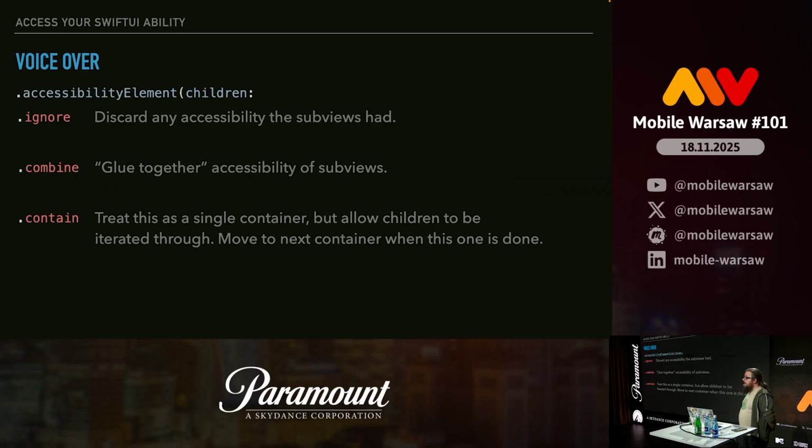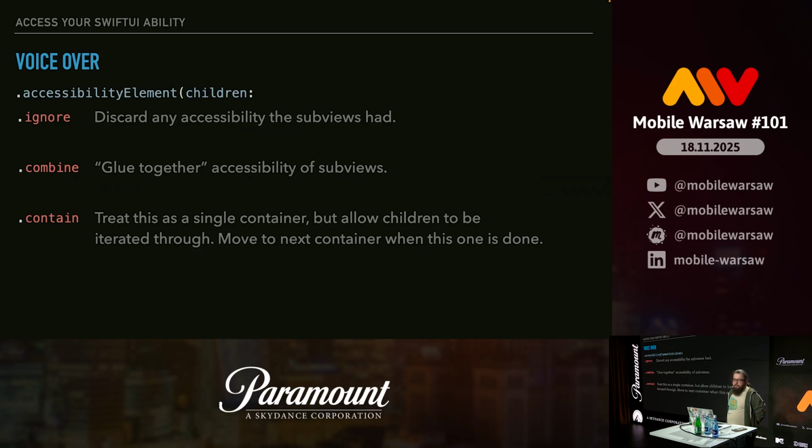But we can also combine, which is gluing together the accessibility of subviews. So in context of our user view, all the labels we had there, four labels, will be glued together and read one after the other. This is really nice and really useful. It allows you, if you have some data blocks, to have them as a single element and read aloud as a single thing.